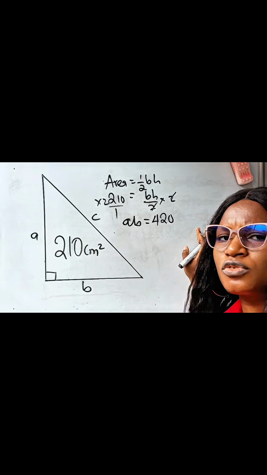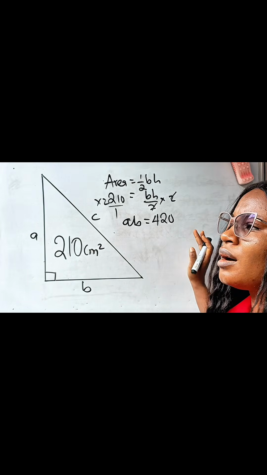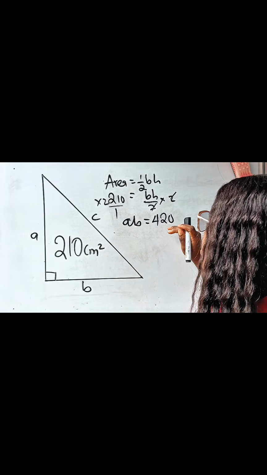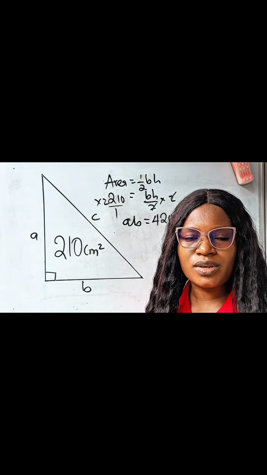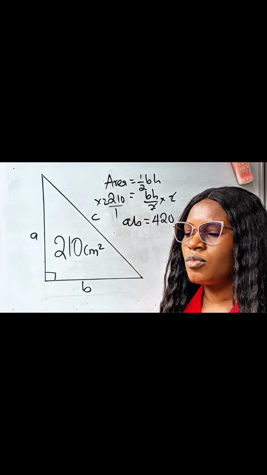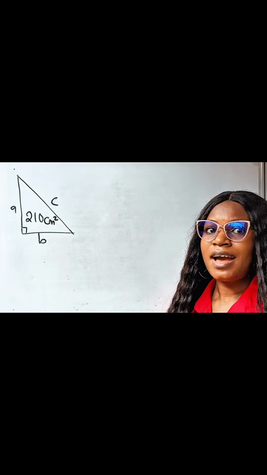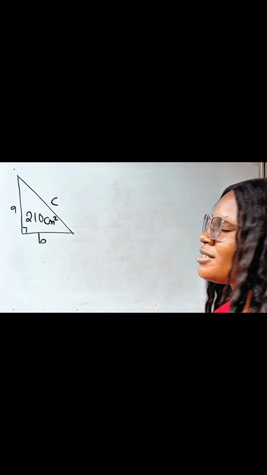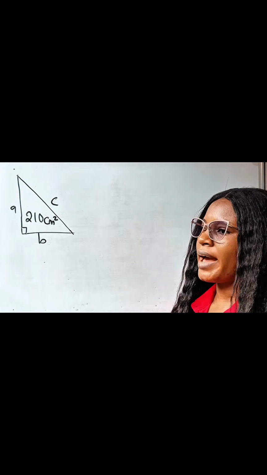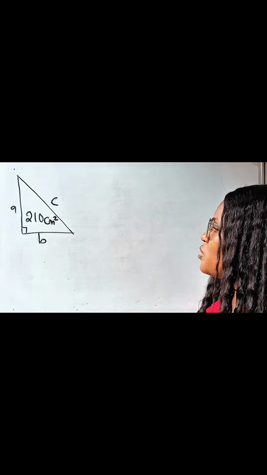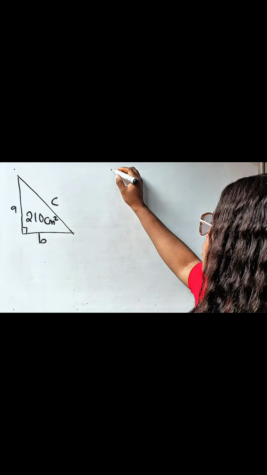Now what we are going to do from here is this. First, we need to find all factor pairs of 420. That is where we are going to start from. I had to redraw this because I need this space. Like I said, we need to get all factor pairs of 420. Now what are factor pairs of 420?